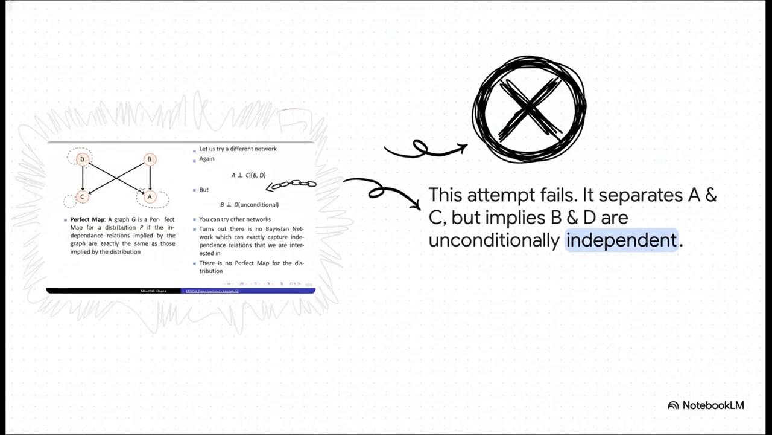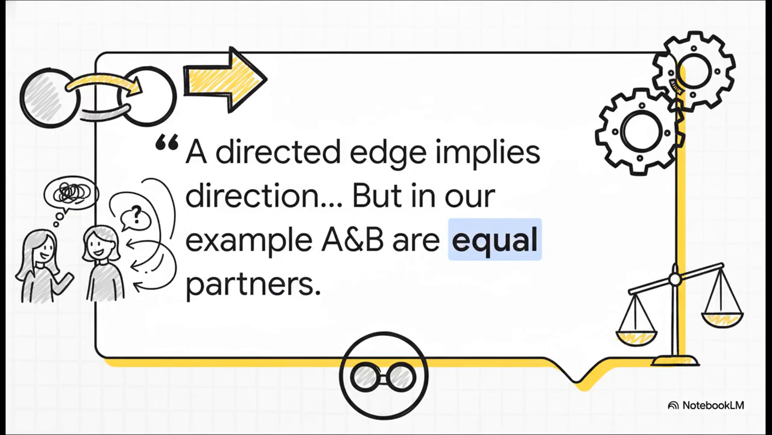The truth is, no matter how we arrange these arrows, we simply cannot find a Bayesian network that can perfectly map our little problem. And this brings us to the heart of the matter. The problem isn't our arrangement of the arrows. The problem is the arrows themselves. You see, a directed edge from A to B implies that A influences B, a one-way street. But in our example, Anjali and Brajesh are equal partners. The influence is mutual, it's symmetric. A directed graph, by its very nature, is just the wrong tool for this kind of job. It simply cannot capture this type of relationship.